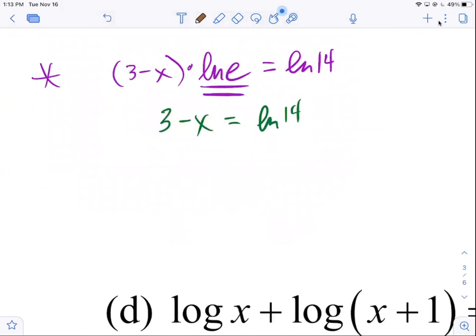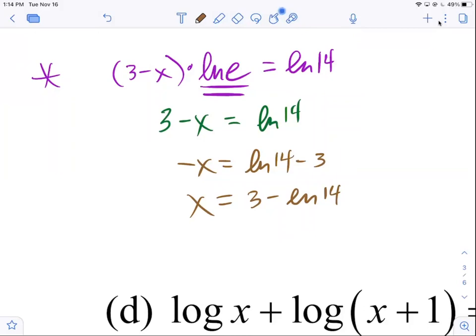But the natural log of 14, that's just a number, right? It's just a number. So let's see, negative x equals the natural log of 14 minus 3. And then how do we undo multiplying by a negative? Divide by a negative or multiply by another negative 1. And so you end up with 3 minus the natural log of 14. You see what I did there? Are you okay with what I did there? Yeah. Change the signs on the left and then bury the negative, right? We want to lead with a positive. Lead with a positive. There you go.